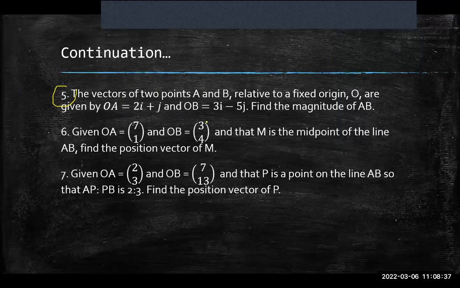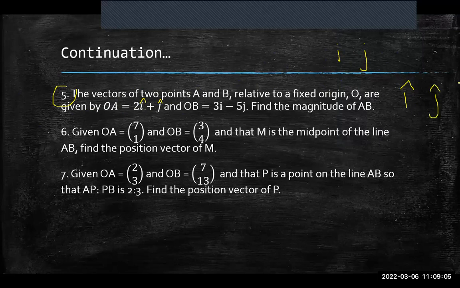The vectors of 2 points A and B relative to a fixed origin O are given by OA is 2i hat plus j hat. You might know what I'm talking about with this hat thing, but when we saw unit vectors, instead of this being a regular i, regular j, it should actually be i hat, and then j hat.